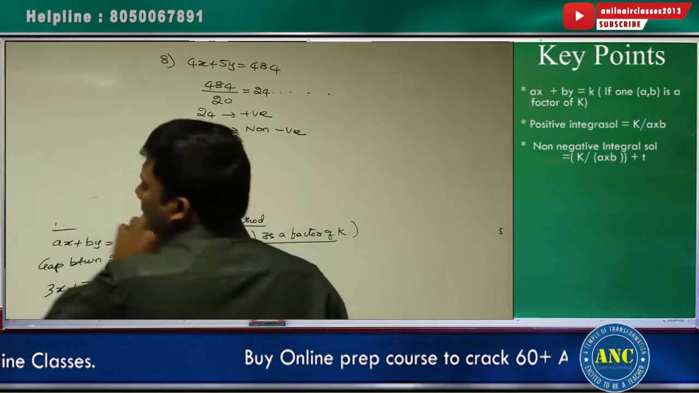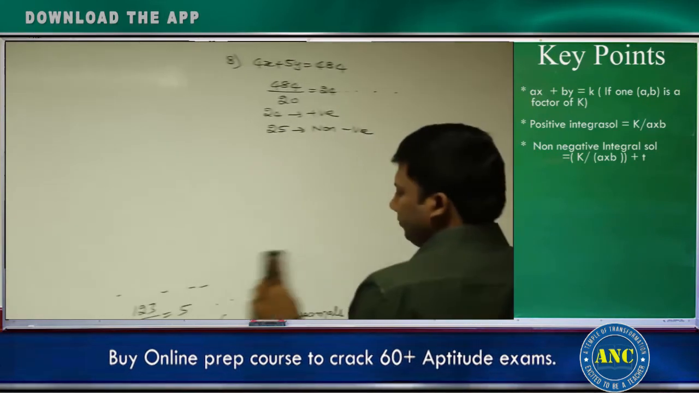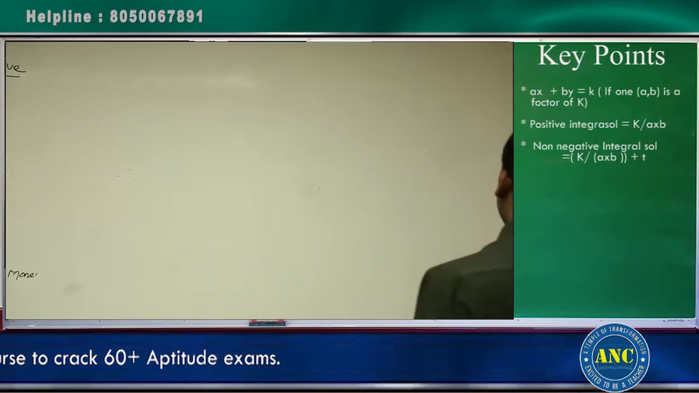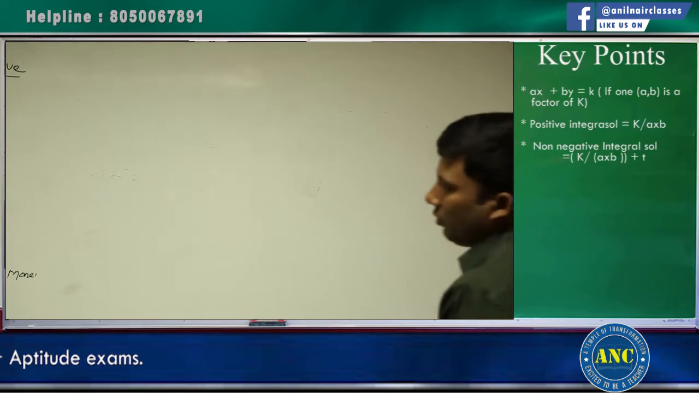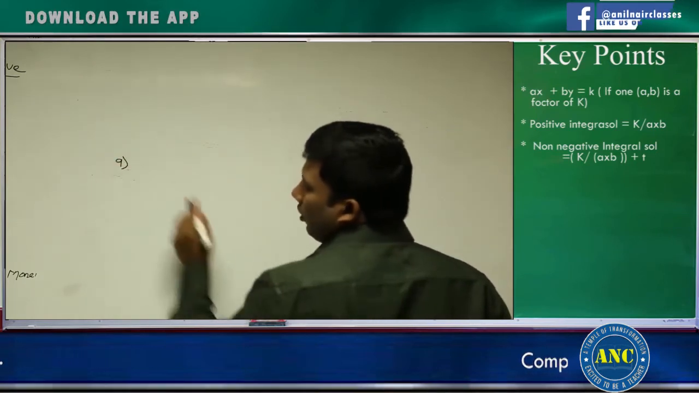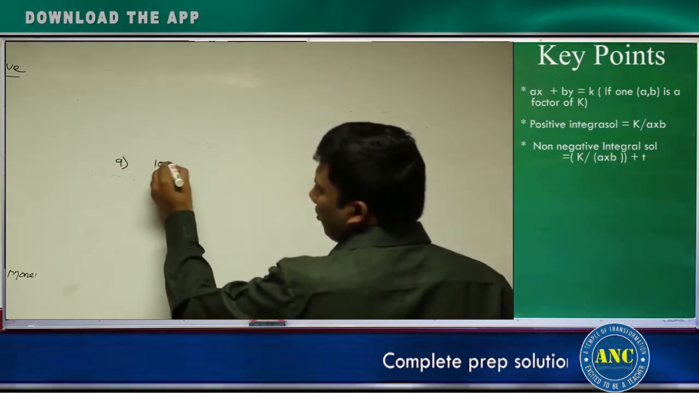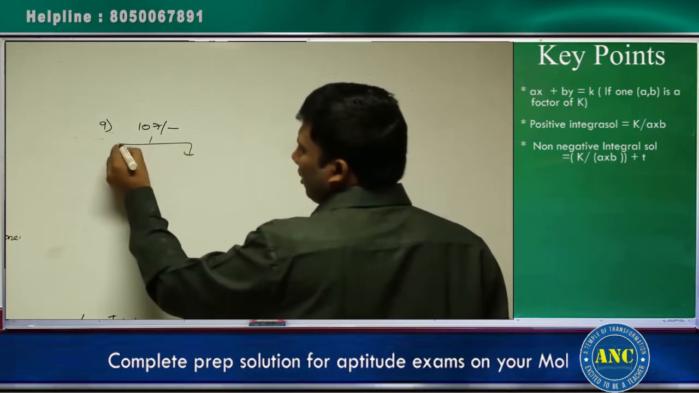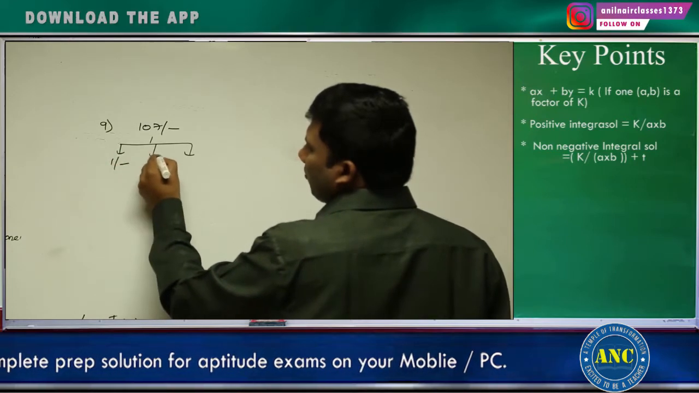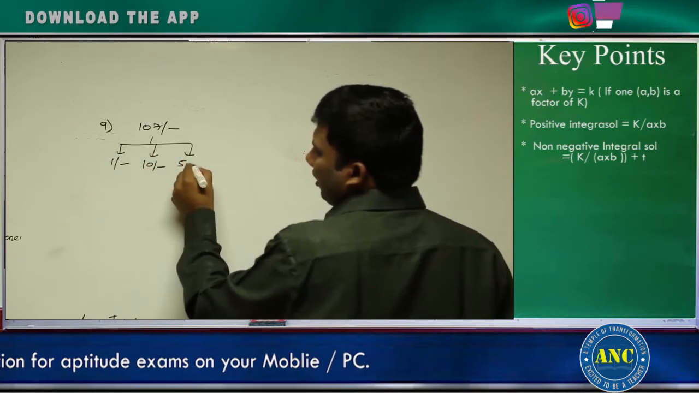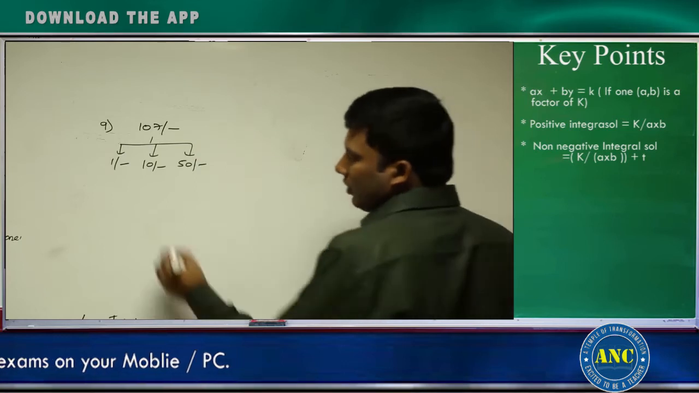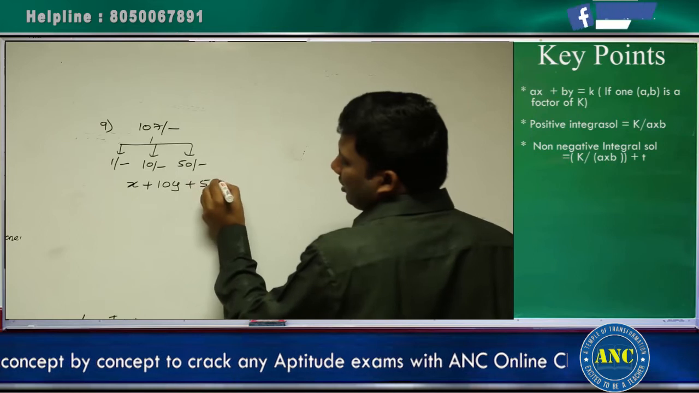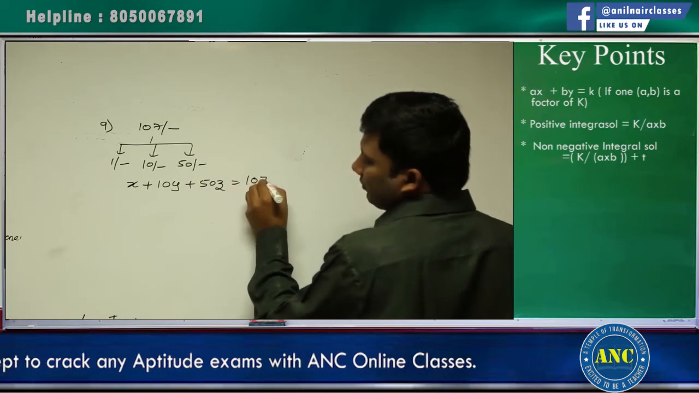Now, 9th one, see the question. In how many ways can 107 rupees be given? It's a previous year CAT question. Using money in the denominations of 1 rupee, 10 rupees and 50 rupees. So what will be the equation? x plus 10y plus 50z equivalent to 107.